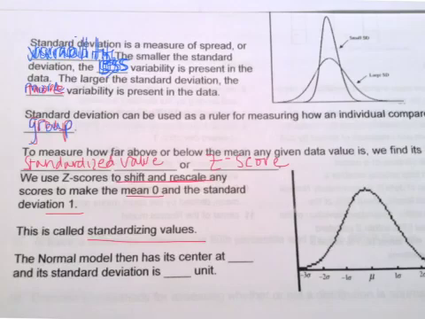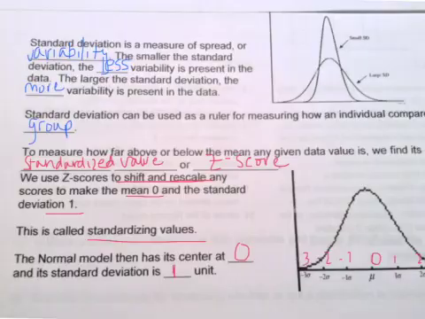So the normal model then has its center at 0 with a standard deviation of 1. So this becomes 0 right here, and then we go out by 1 each time. And it's really useful for comparing apples and oranges. We can take any work from anywhere, any data set, and make them all be comparable.